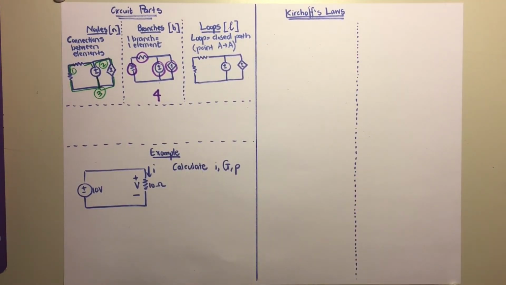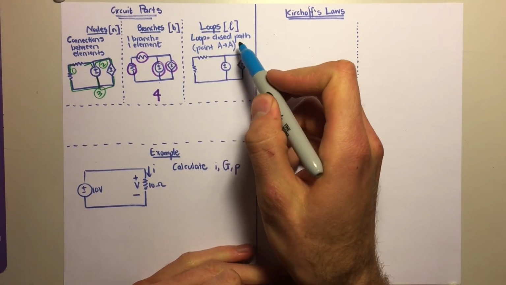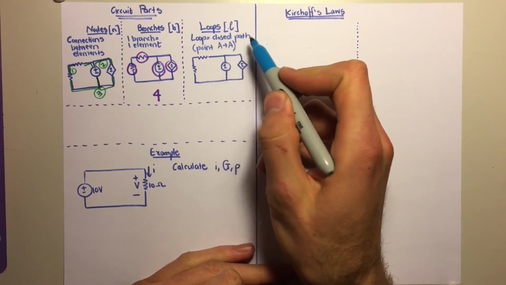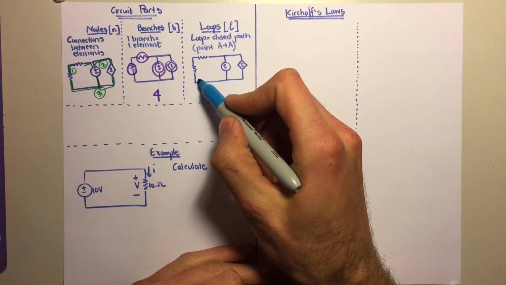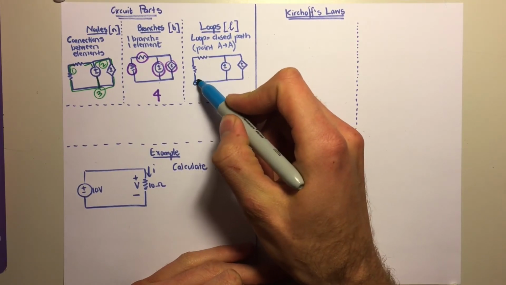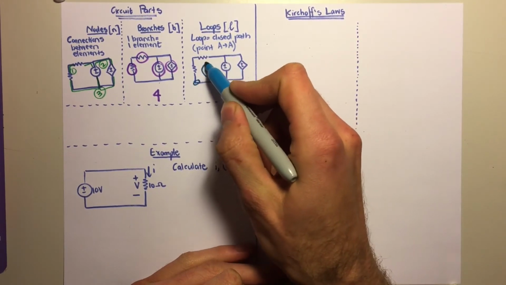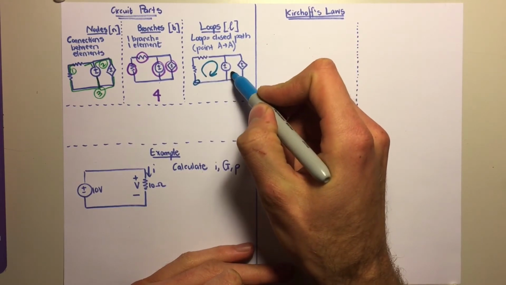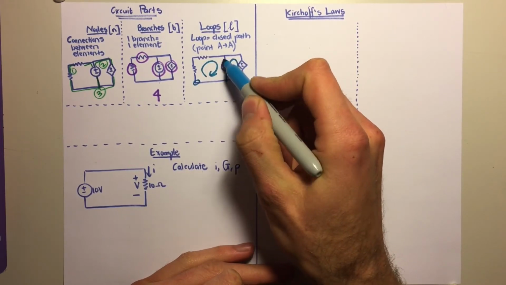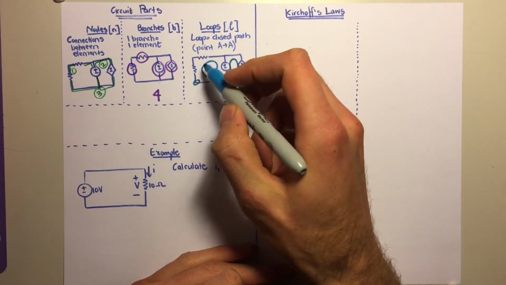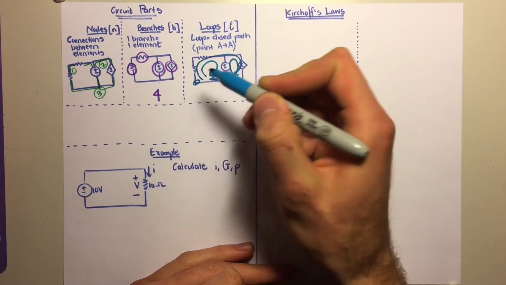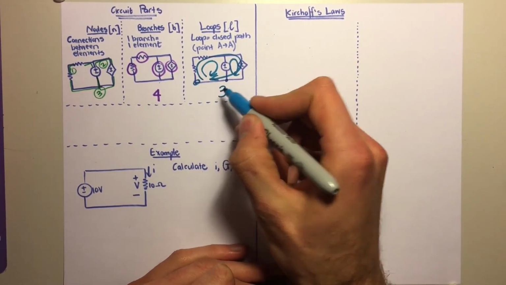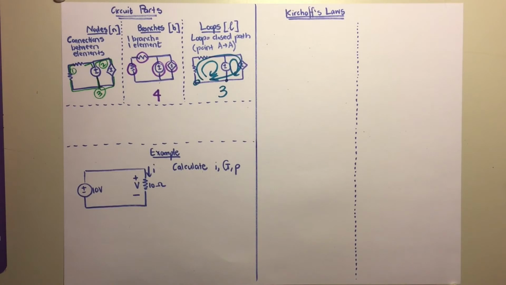And next we're going to look at loops. A loop is any closed path from a point A to that same point A. So a loop, for example, is from this point in the circuit, all the way around back to that same point. So that's one loop. Then here is another loop from that point back to that point. And a big loop would be from this point all the way around like that back to this same point. In this case, there are 3 loops.